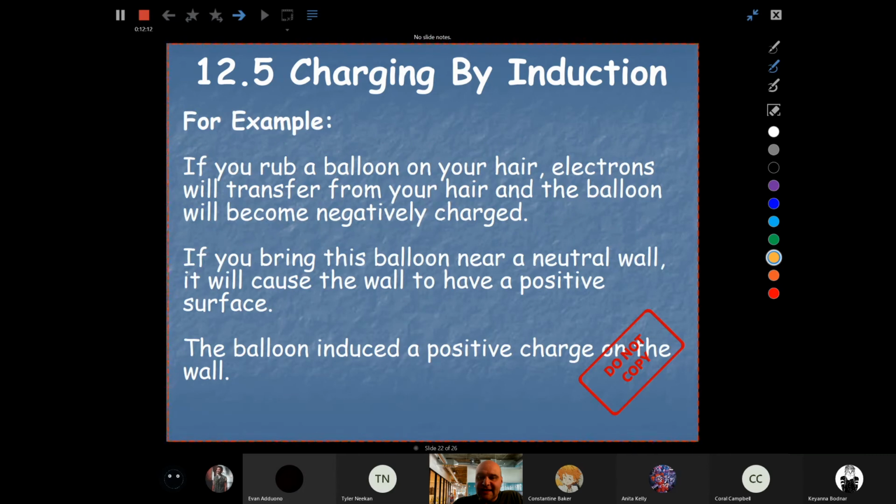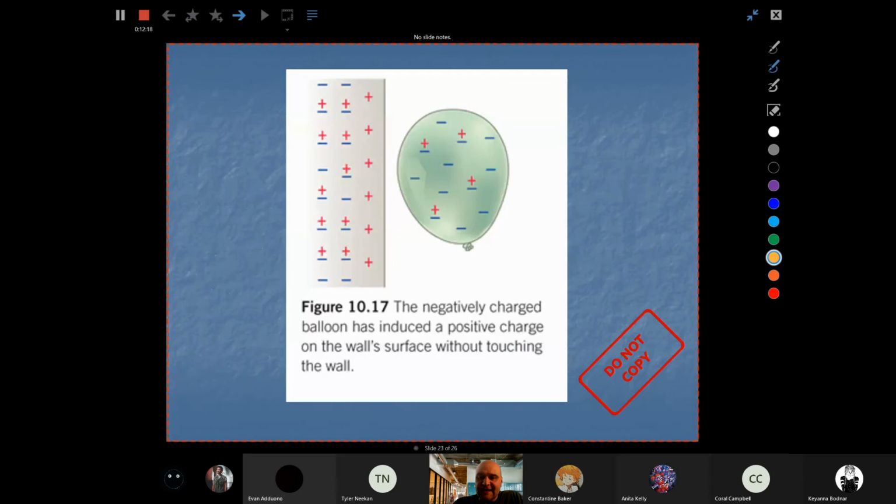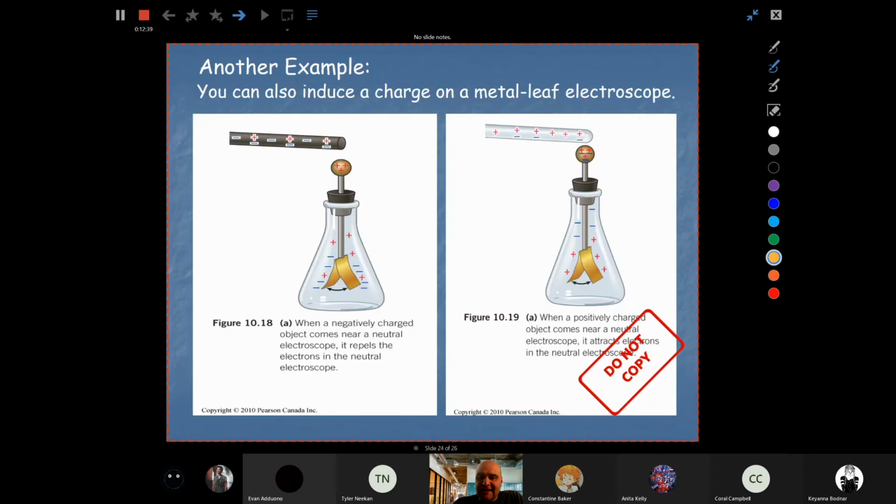Okay, so here's another example. This is just the balloon example that we talked about. So I don't think we need to read that one over again. And here's a picture of the balloon. So we've got a negatively charged balloon. Again, count the charges. You can see that in our wall here, we've got all positives lining up on the front because the negatives have been repelled back. So this is going to stick together because positives attract negatives.